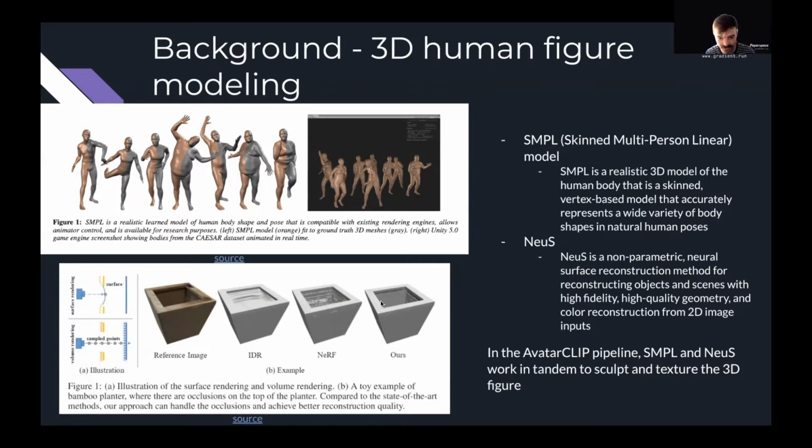It feels like it's actually capturing this depth completely, whereas this NeRF, which was released just a year ago, kind of fails to get that full understanding, and IDR almost seems like it has a water layer or something floating on top. So they used NeuS because it was the most effective that they'd found, and they actually made some small modifications to it that we'll talk about. But for now, all you need to understand is that in the AvatarCLIP pipeline, SMPL and NeuS work in tandem to sculpt and texture the 3D figure.